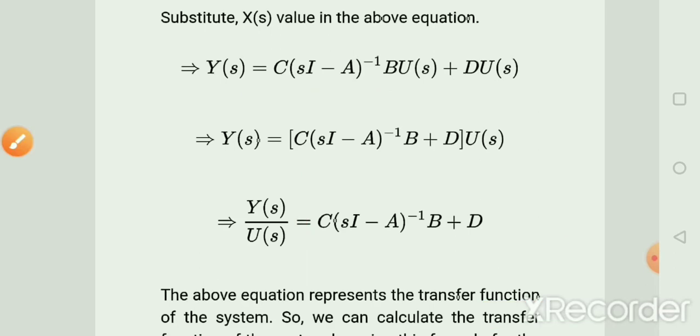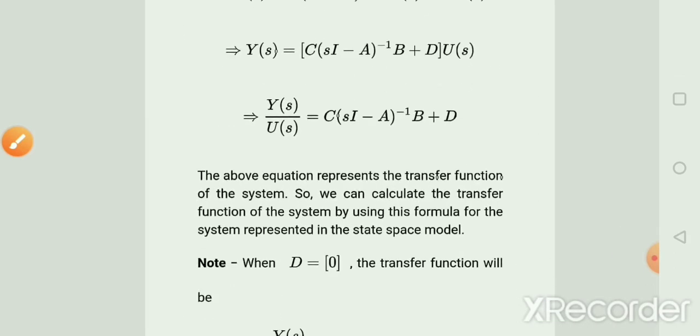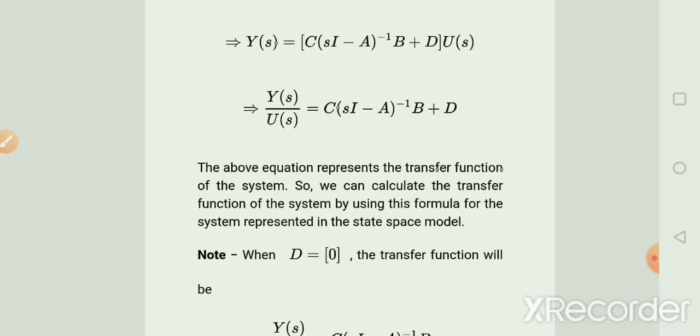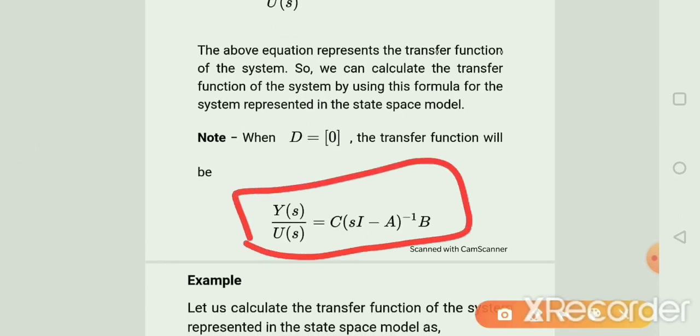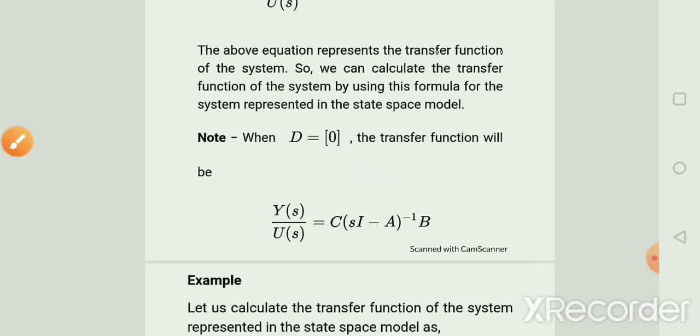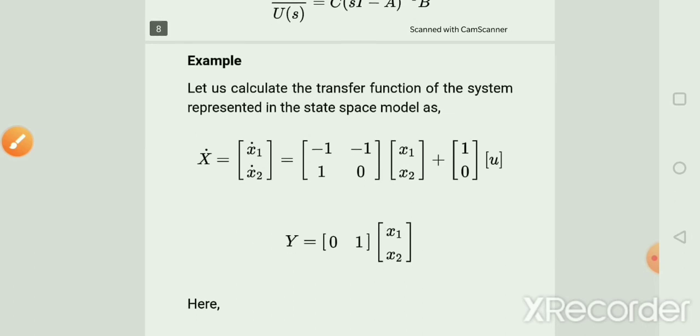So the above equation represents the transfer function of any system. We can calculate the transfer function of the system by using this formula for the state space model. Now if D equals 0, then the formula becomes Y(s) over U(s) equals C (sI minus A) inverse into B. Here Y(s) upon U(s) means the output upon input ratio. So this is the transfer function.